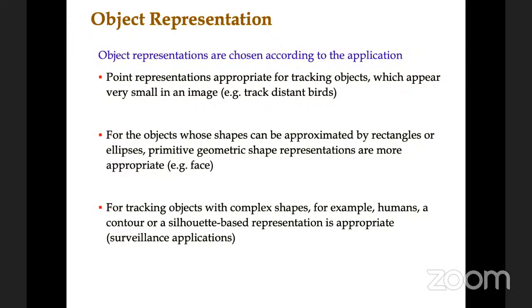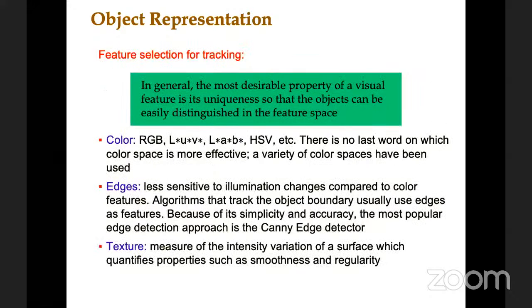Point representation is another technique. Rectangles, ellipses, etc., I have already conveyed to you. For feature selection, you can select the color, edges, texture, RGB, HSV, and so many forms, which I'm conveying to you, and you might be knowing also.